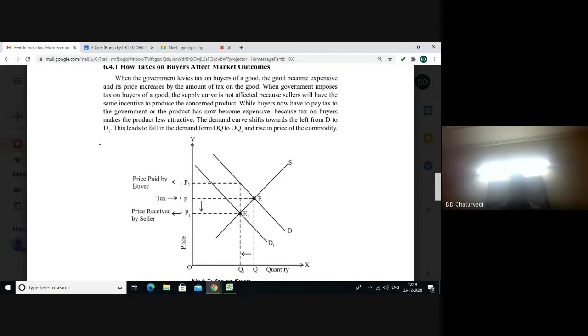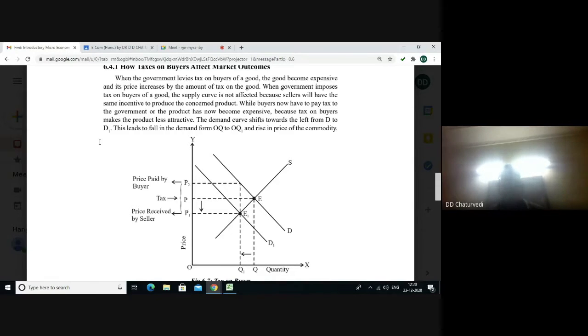So in the current situation, the buyers will feel that the product is relatively less attractive for them. And this is shown by a leftward shift of the demand curve from D to D1. And the equilibrium quantity demanded falls from OQ to OQ1, corresponding to new equilibrium point E1.